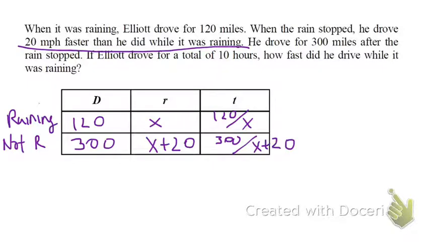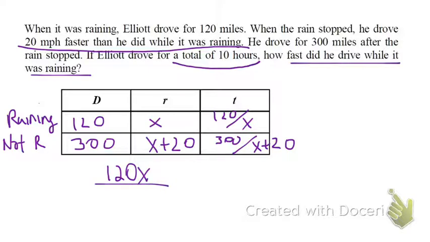What was the other information they gave you about time? A total of 10 hours. If Elliot drove for a total of 10 hours, how fast did he drive while it was raining? So are we going to set these times equal to each other? No. We're going to do what this time? And make them equal to 10, add them. Kind of like our work, right? So we're going to add them together, and the time in the rain and not in the rain was a total of 10 hours. So now you're going to have something a little different as far as your setup.